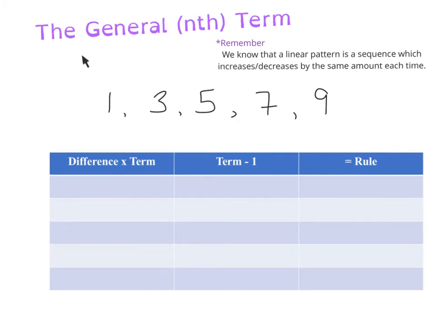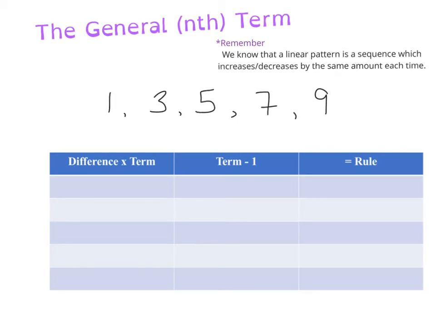Now we're moving on to the general term, or the nth term. This is a way of finding out what a term is in a sequence without having to continuously add the pattern each time. This table is going to help us to map that out and find the rule. We need to remember that a linear pattern is a sequence that increases or decreases by the same amount each time. So we first need to find what the difference is.